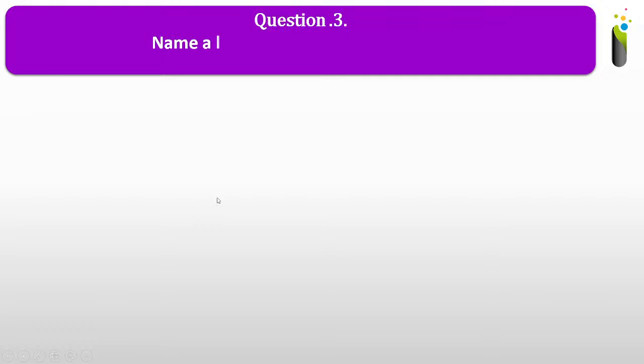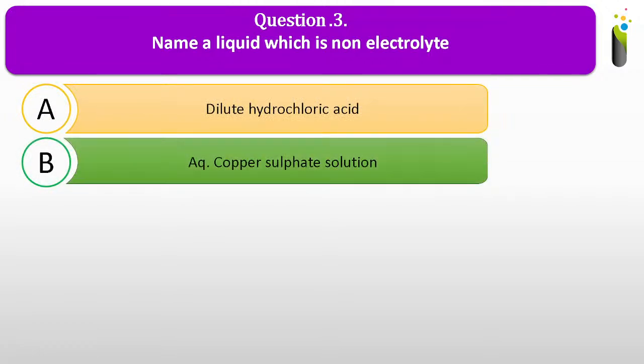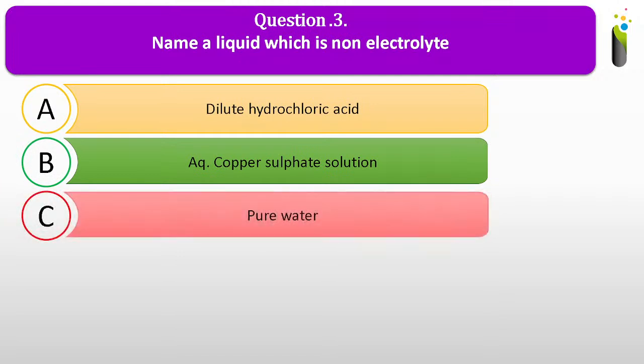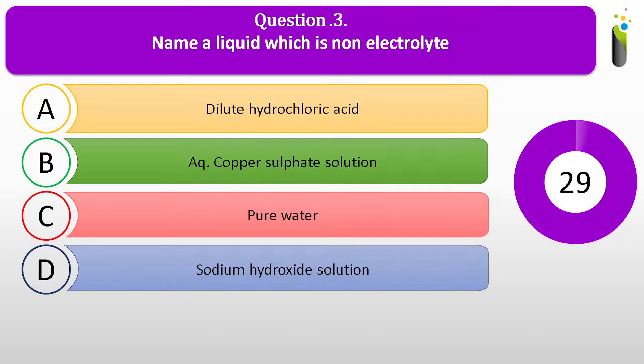Going to the next question number 3. Name a liquid which is a non-electrolyte. A. Dilute hydrochloric acid. B. Aqueous copper sulfate solution. C. Pure water. D. Sodium hydroxide solution. So name the liquid which is a non-electrolyte.